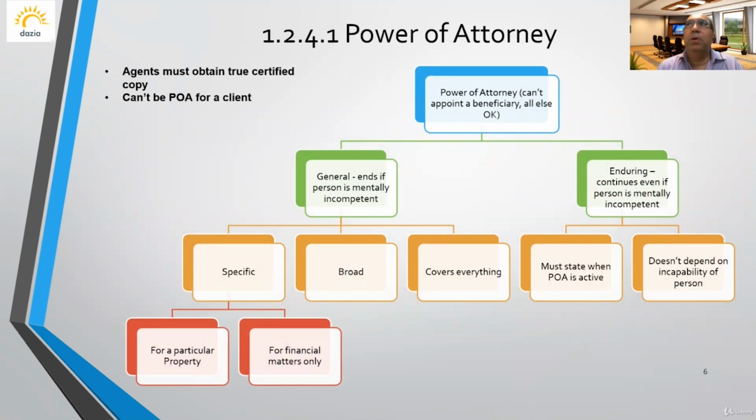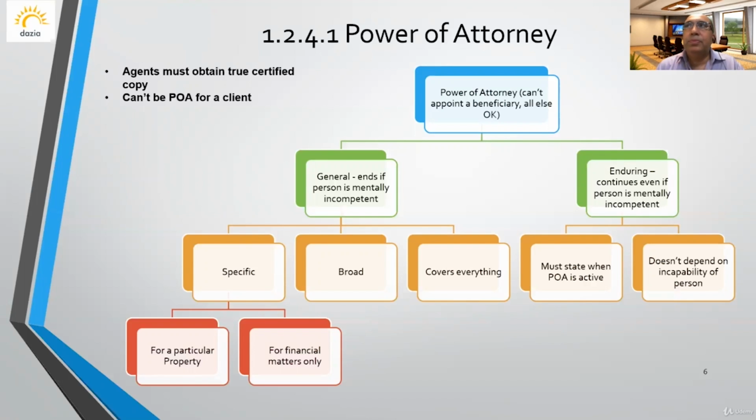So next we'll talk about power of attorneys. The power of attorney must be original. It cannot be a copy. If it is a copy, it must be certified. And the agent cannot be a POA for a client. You cannot be acting as power of attorney for a client. Power of attorney gives you the authority to act on behalf of the other person, and you are allowed to make decisions for that person. It could be financial decisions, buying or selling property, buying or selling securities, getting into a contract.